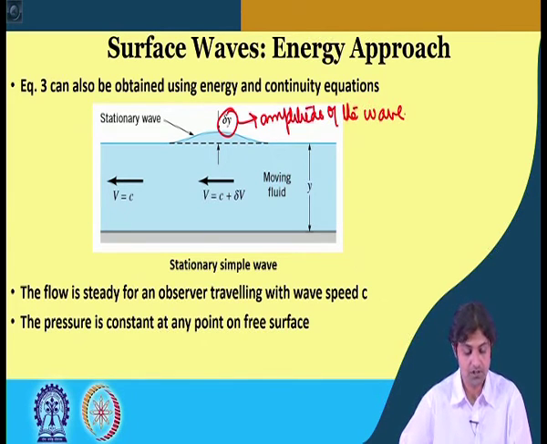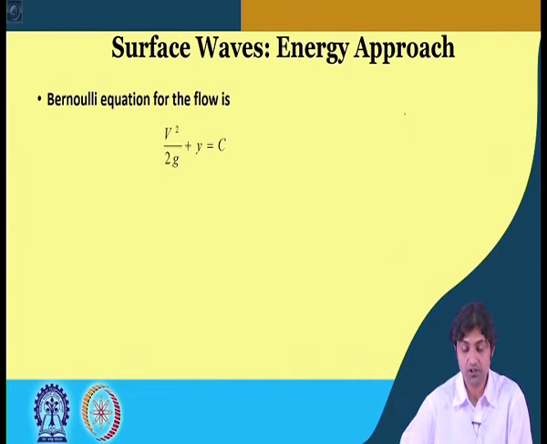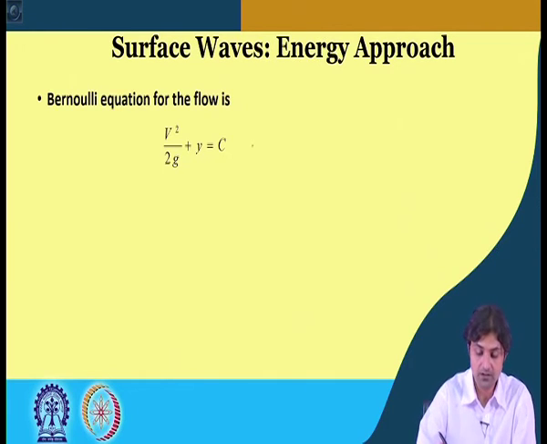One of the other assumptions is that the pressure is constant at any point on the free surface, the hydrostatic pressure assumption. Now, we apply Bernoulli's equation for the flow. Bernoulli's equation says that because the pressure is constant, the pressure term will vanish. So, it will become V square by 2g plus y is equal to constant. All right. This is Bernoulli's equation.